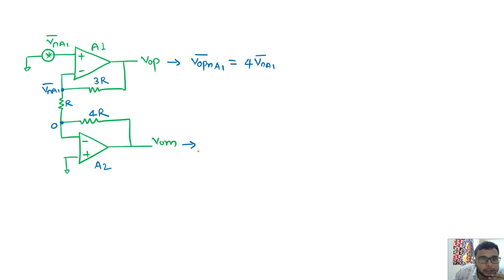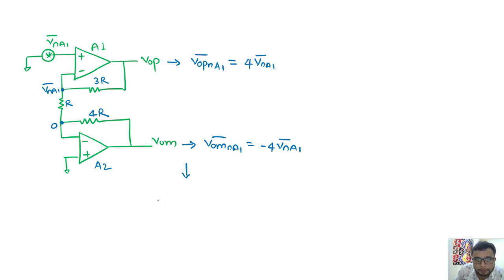Here we can calculate the noise voltage at this non-inverting terminal, so this is a non-inverting amplifier. It can be written as VOM noise due to amplifier 1 is minus 4 VNA1. So this is a correlated noise.